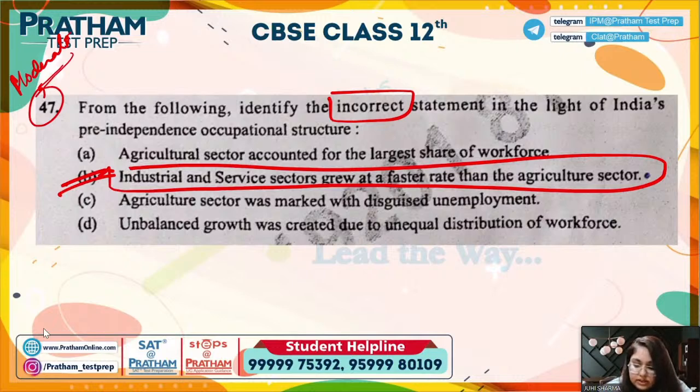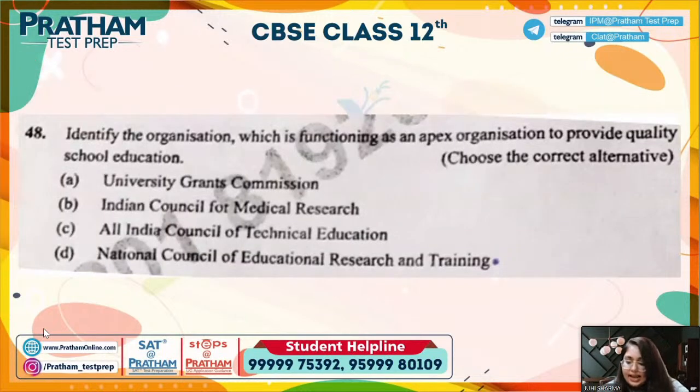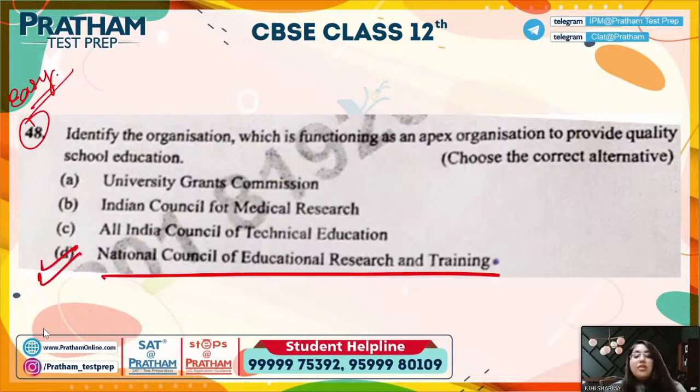Right? Now, next we have question number 48, which is identify the organization which is functioning as an apex organization to provide quality of education. बहुत ही easy question था. It is NCERT, that is National Council of Education Research and Training. Right, हमारे schools में भी NCERT books लगे हुए हैं, so बहुत easy है. Question number 48 का option D. Right, NCERT is the right answer of this particular question.